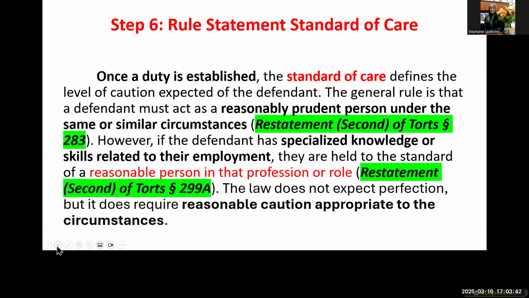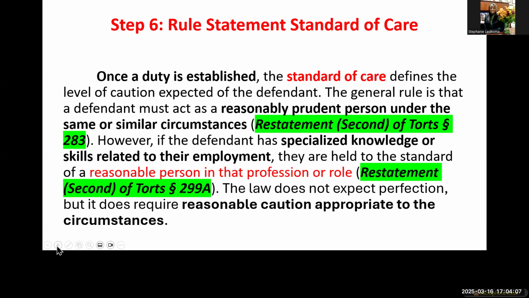So here's my rule for standard of care. Once a duty is established, the standard of care defines the level of caution expected of the defendant. The general rule is that a defendant must act as a reasonably prudent person under the same or similar circumstances. That's Restatement Second of Torts 283.